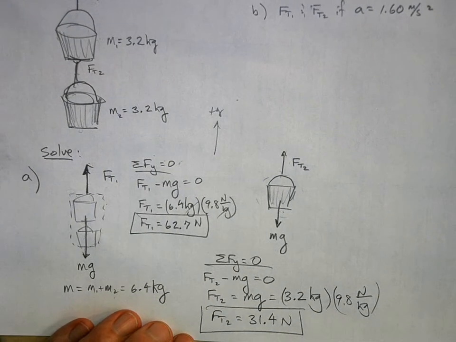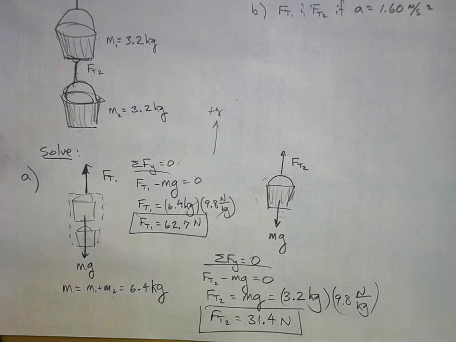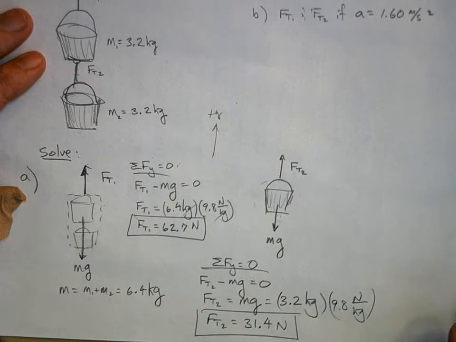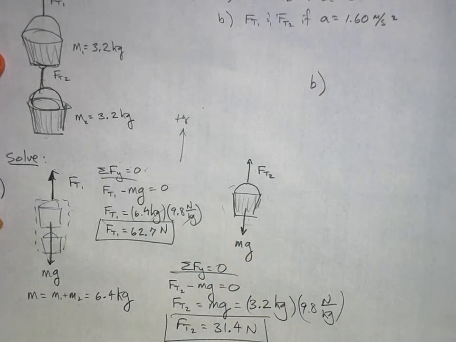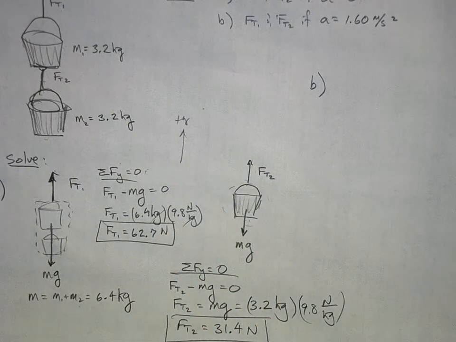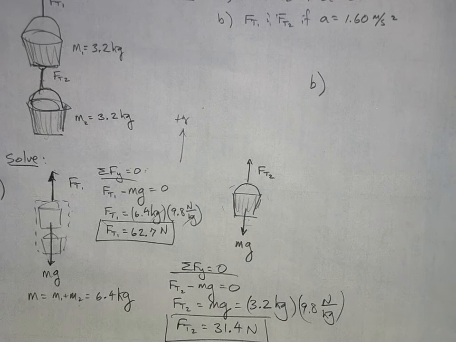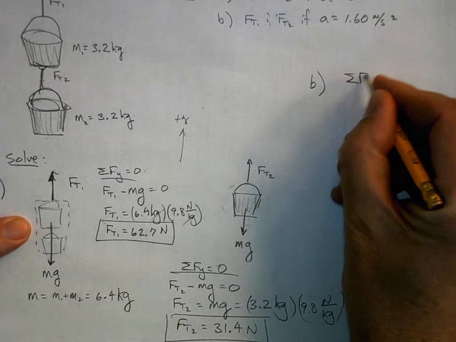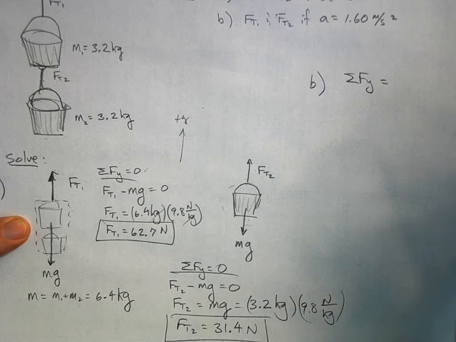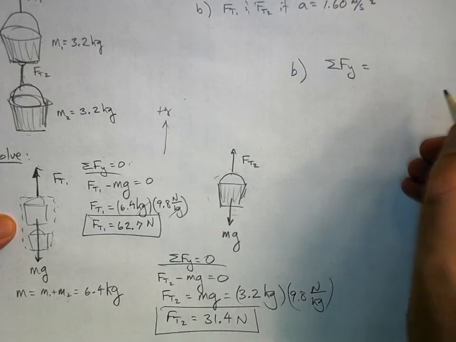Okay, cool. All right, now let's do part B, and I'm going to fit it over here so I can fit it all on one paper. Now, everything's the same, except that now when I look at this situation, when I sum the forces in the y direction, it's not equal to 0 anymore, right?